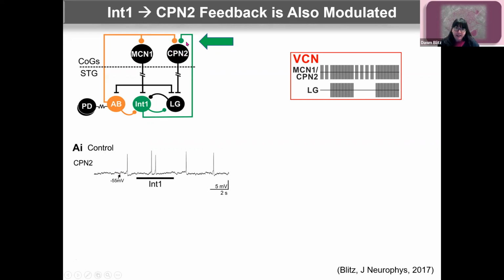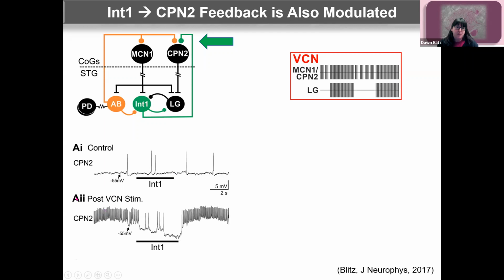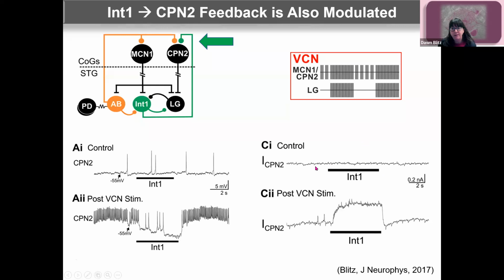When Brian looked at the feedback onto CPN2, he actually did it in a modulated condition, in the presence of a muscarinic agonist. But when I looked at INT1's effects on CPN2 in control conditions, it really didn't do anything. Here's when INT1 was active, no obvious effect. Then after stimulation of this VCN pathway, when INT1 was on, you saw this really nice inhibition. Again, that's evident in the synaptic currents. In control, there's really no obvious INT1 synaptic currents in CPN2, but after stimulating the VCNs, there's this big inhibitory current. So we have another feedback pathway that's modulated.